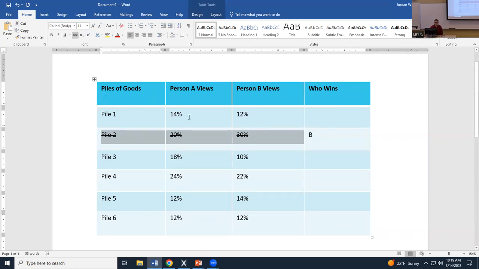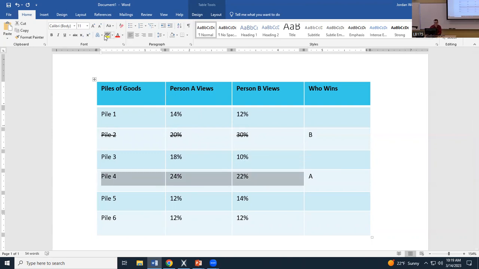A is going to pick the highest percentage available. So A is going to pick pile 4. Now pile 4 is out. Next, B picks the highest percentage available. That's pile 5.